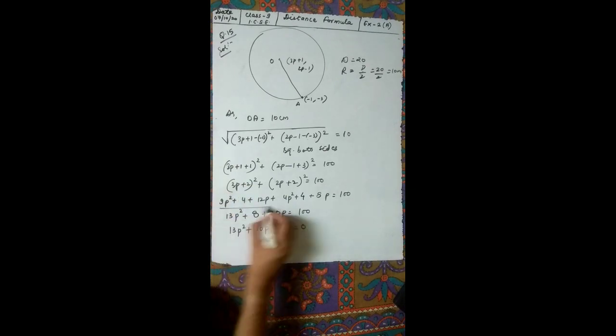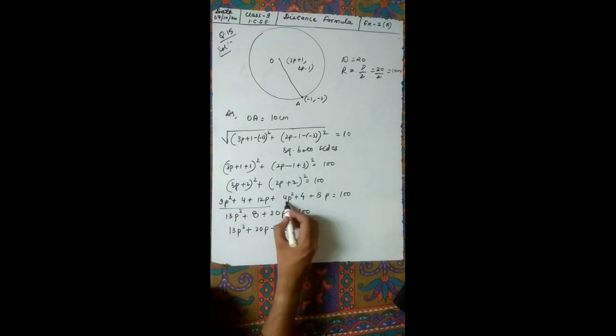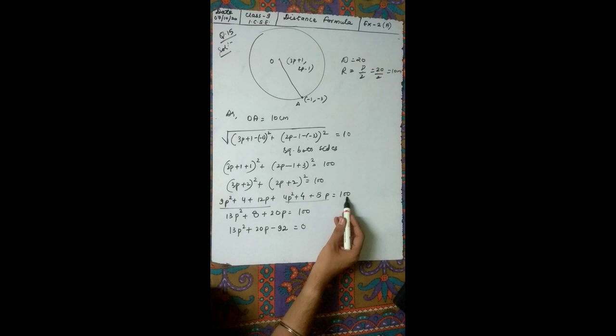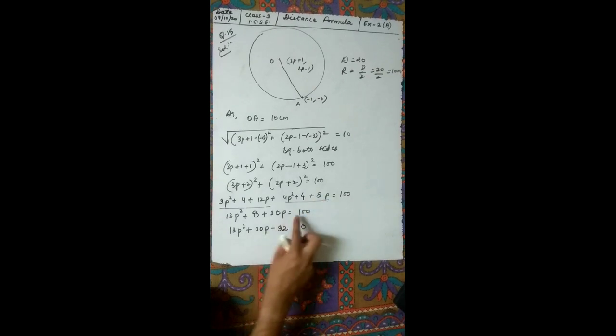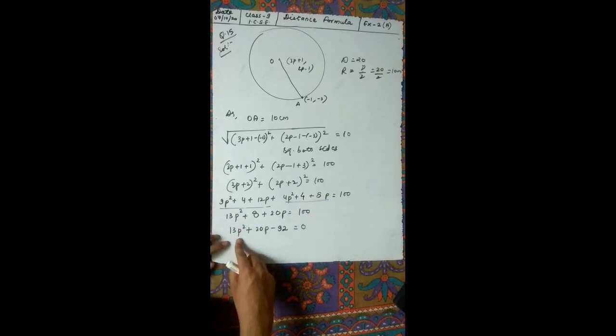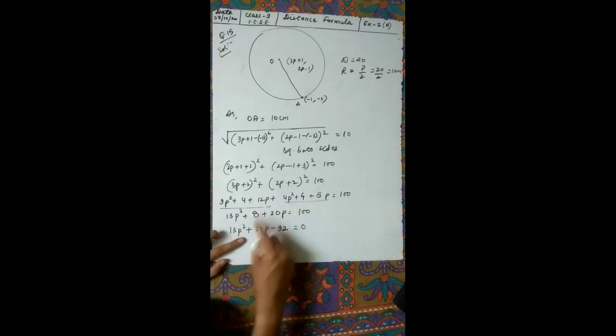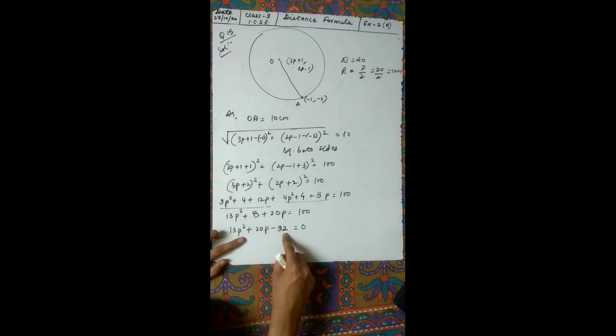I've opened this bracket, I got this. Opening the other bracket, I got this equal to 100. 9p square plus 4p square is 13p square. 12p plus 8p is 20p. 4 plus 4 is 8. So 13p square plus 20p, take 100 to the left side, so 8 minus 100 is minus 92, equal to 0.